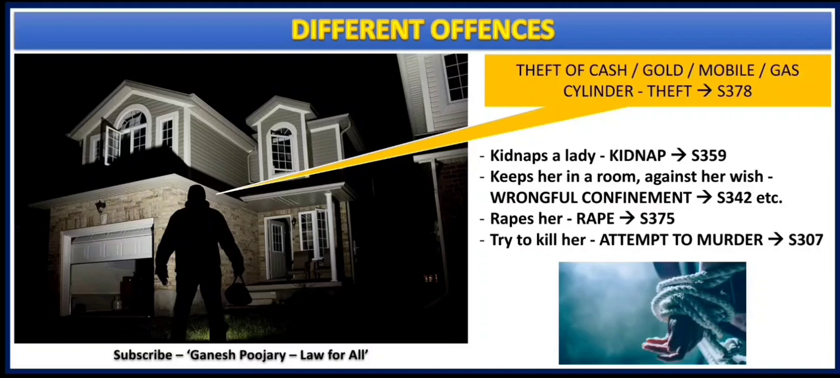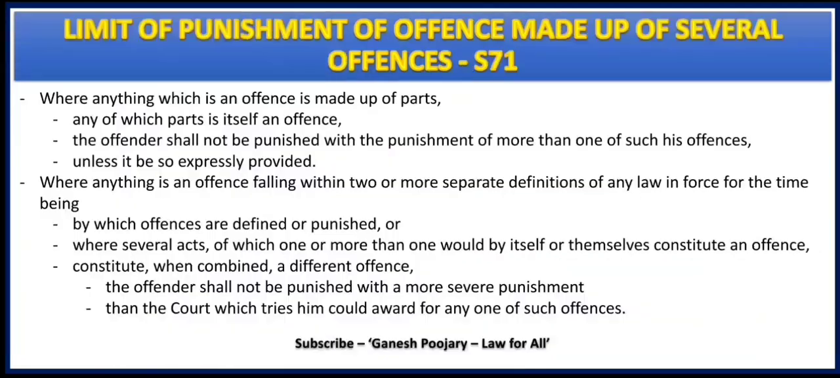All of these are not part of the same offense. They all are different offenses. I hope that is very clear. From there I am taking you to section number 71, where we will understand the concept in detail. As I said, section 71 is little lengthy section which discusses about limit of punishment of offense made up of several offenses. Now I am going to discuss this particular section with 3 different charts in the future slides, but before going there, as a procedure, let me quickly read through the section.